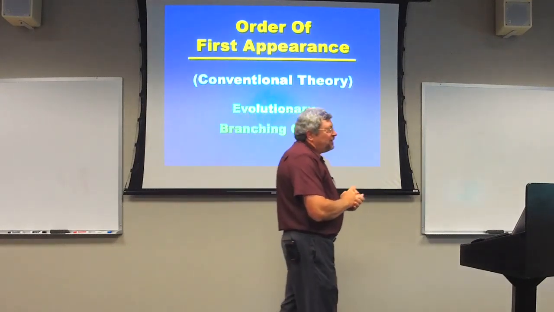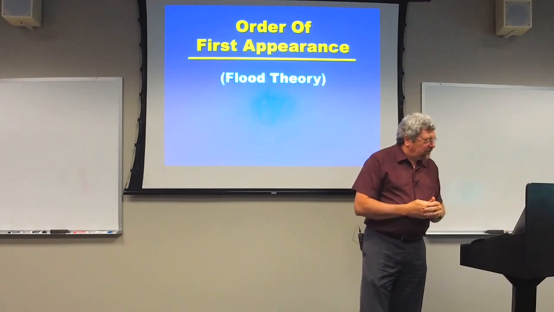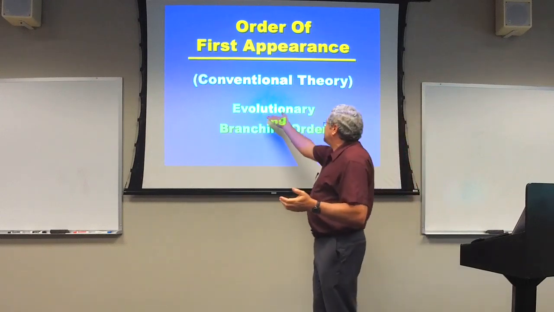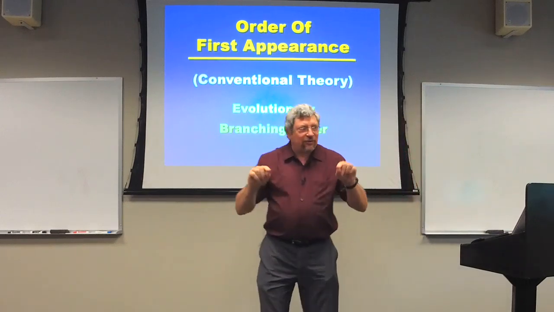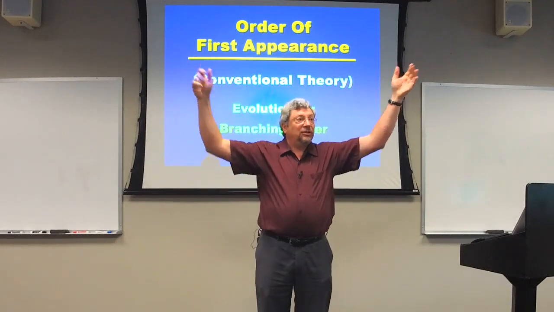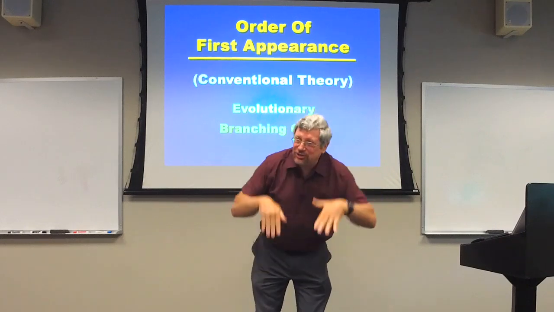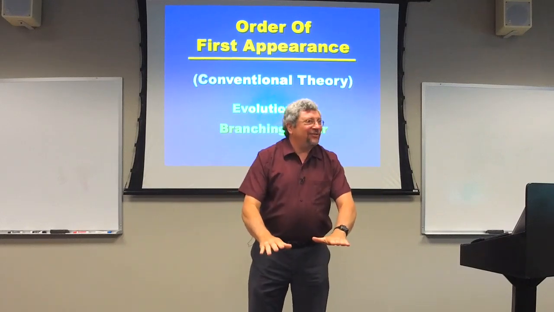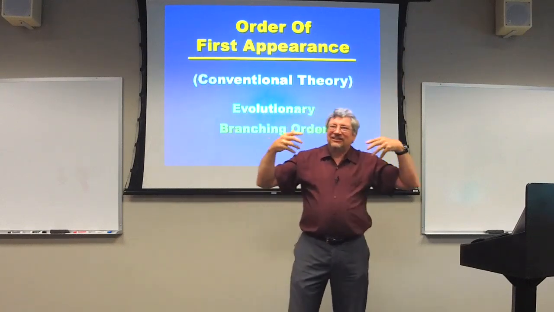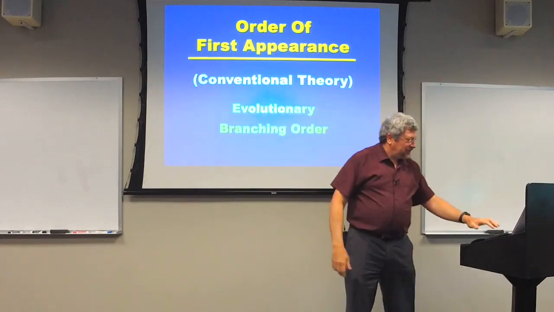And this is one of them. It's the order of first appearance. I'm finally able to address this issue. In conventional theory, we would expect the order of first appearance should be the same order as the branching order of evolution. The very oldest branches on the evolutionary tree should show up at the bottom of the fossil record, and then subsequently, as you got later branches, they should be the later fossils. It's as simple as that.